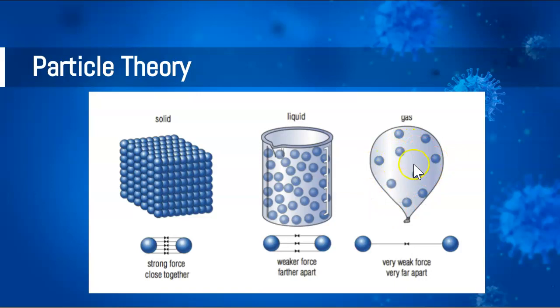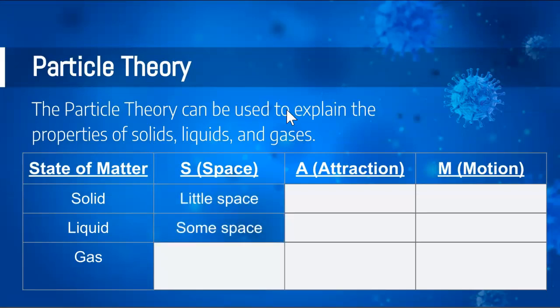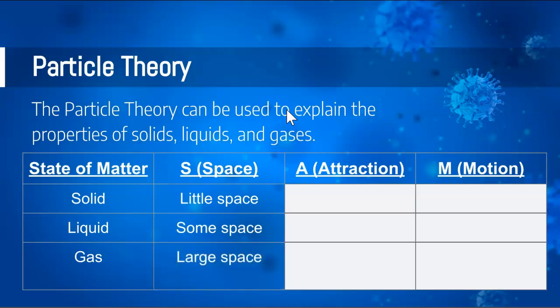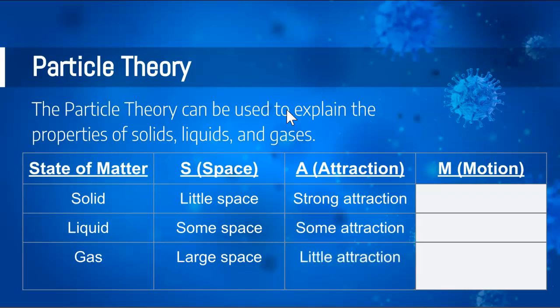The forces between those particles are rather weak. So in a solid, the amount of space between particles is very small. In a liquid, there's a little bit of space in between the particles, and then finally in gases, there's a large space. As far as the attraction goes between those particles, in a solid, there's a very strong attraction. In a liquid, there's some attraction, but not as much, and then in a gas, there's very little.